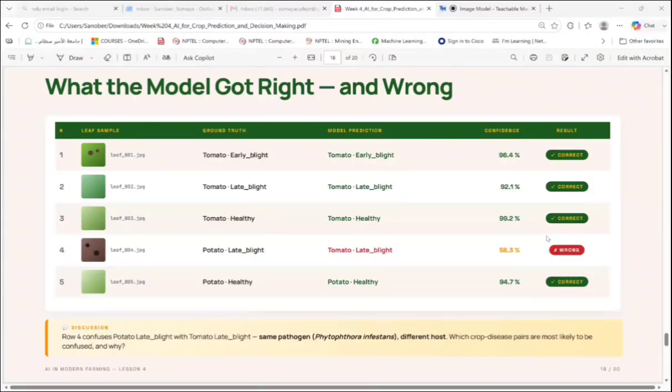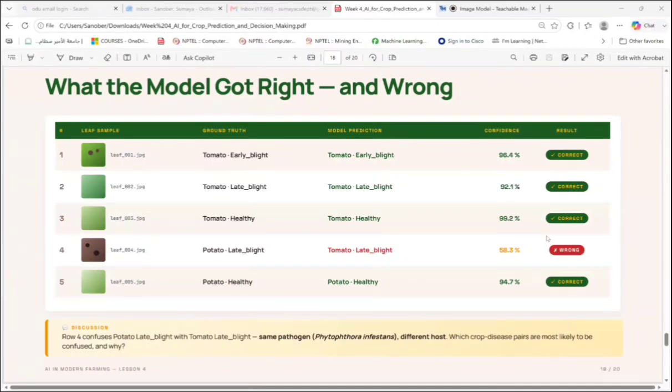So which classes are being confused? Does the error create any serious risk? Is the model equally accurate across different crops? What happens when the confidence is low? A wrong prediction with 58% confidence should be treated differently from a prediction with 99% confidence.